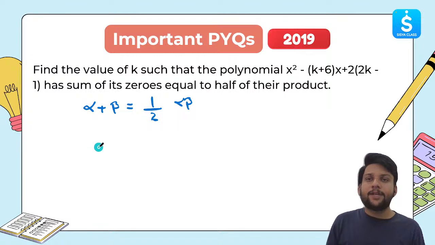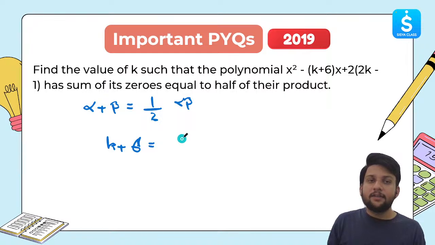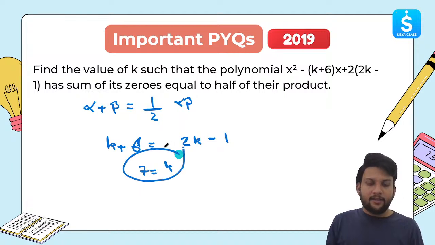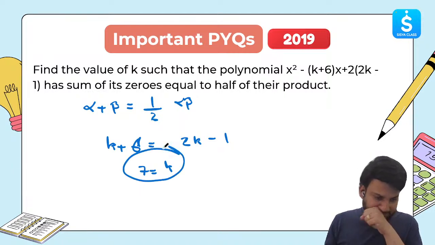Now, what is alpha plus beta? Minus b by a, that is nothing but k plus 6, is equal to half of alpha beta, that is 2 times 2k minus 1. 2 and minus 2 will get cancelled. I will solve this, I will take 1 to the other side. I will get 7 equals the value of k. Is it clear? Yes or no?